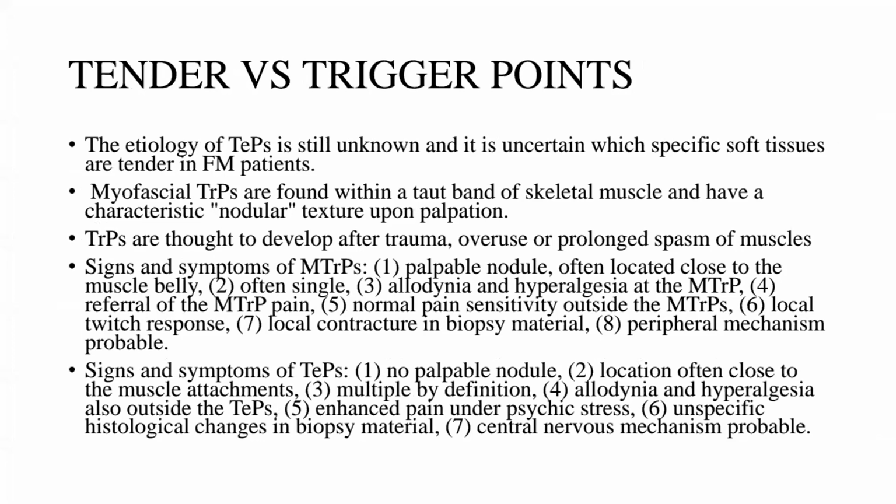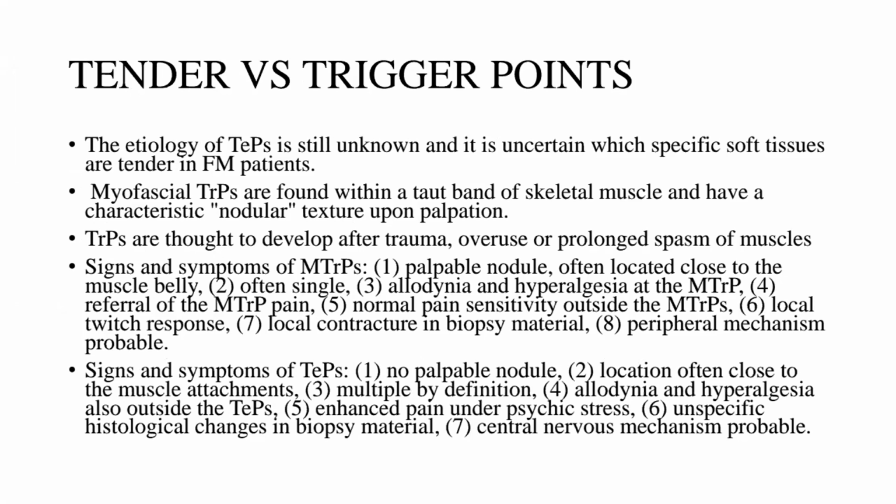So what is the difference between tender and trigger points? The etiology of the tender points is still unclear, and it is not certain which specific soft tissues are involved in fibromyalgia patients. A myofascial trigger point is found within the taut bands of the skeletal muscles, which is called a nodule. When we palpate, we can feel the nodules or the taut bands. That is a trigger point.